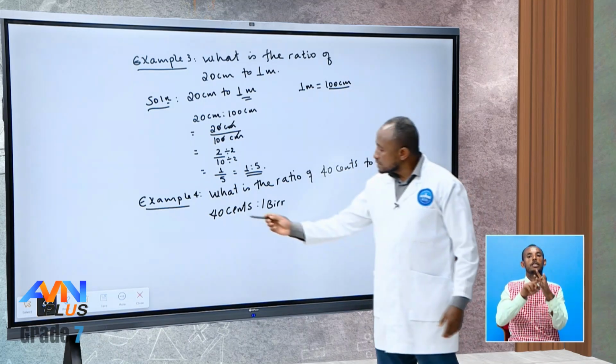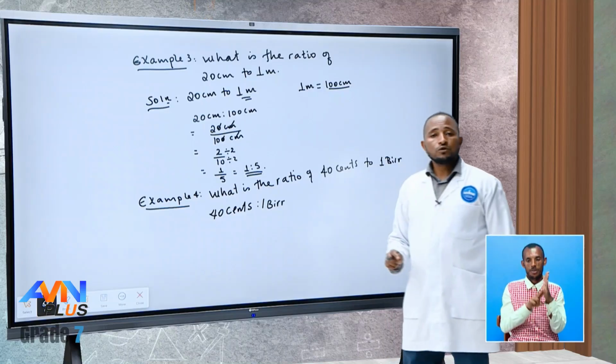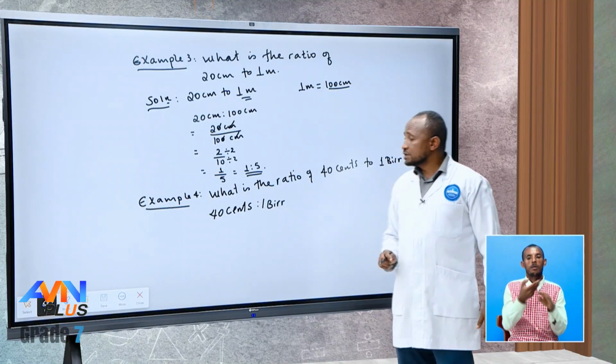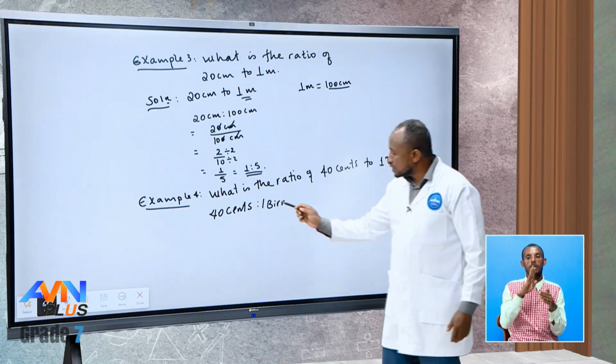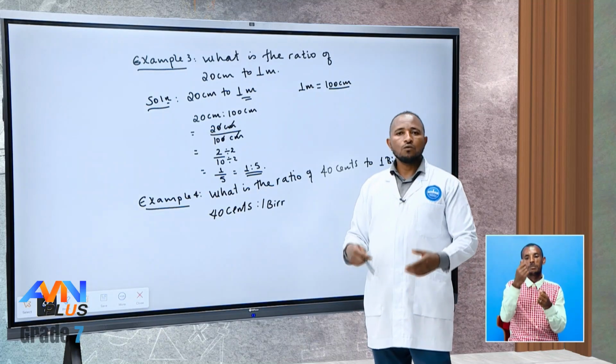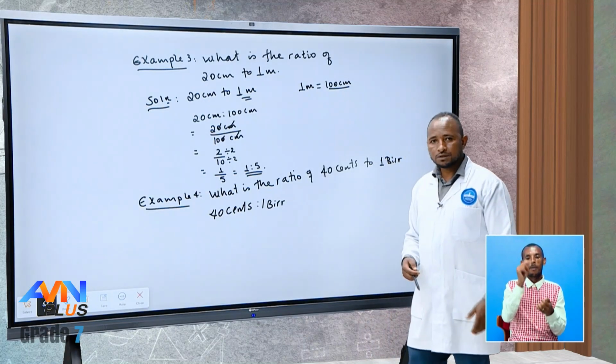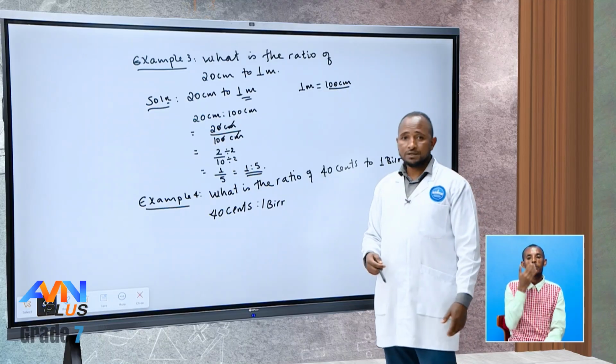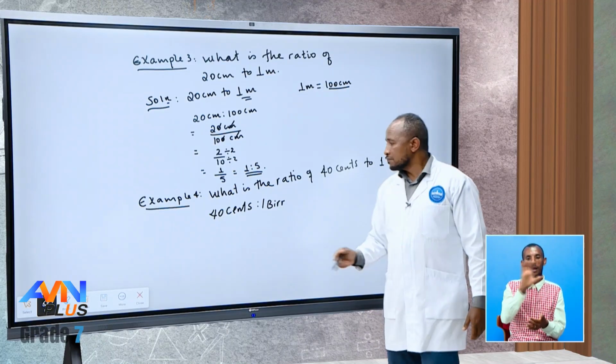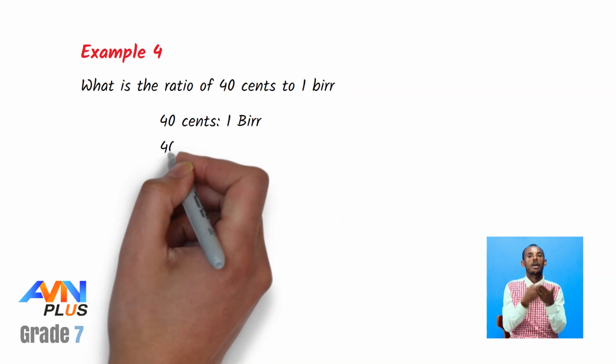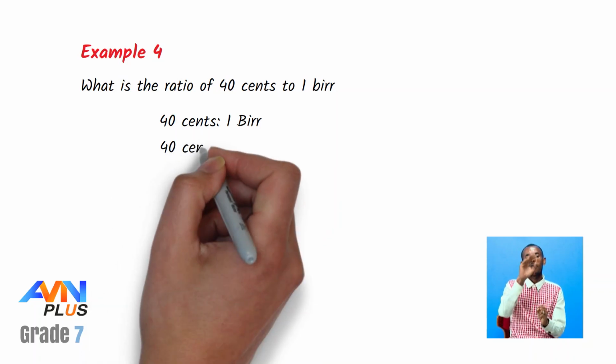Since, as you can see here, these two are different units. Before a ratio is stated, the unit must be the same. So I have to change birr to cents. So 1 birr is how much in cents? Good. 1 birr is 100 cents. Therefore, here this becomes 40 cents.